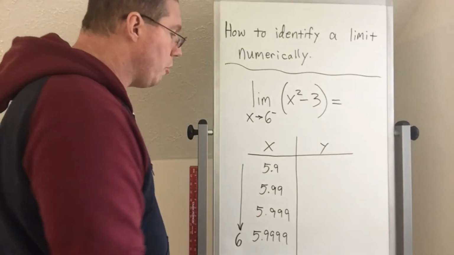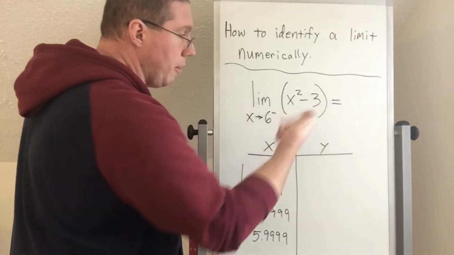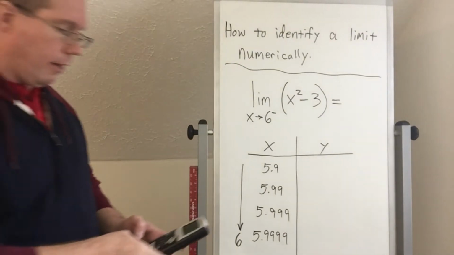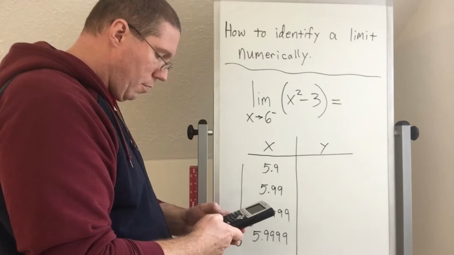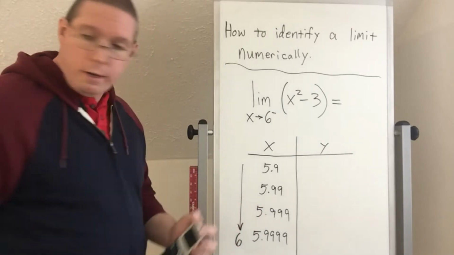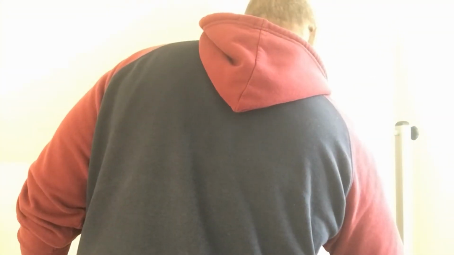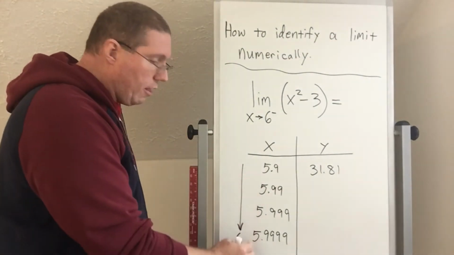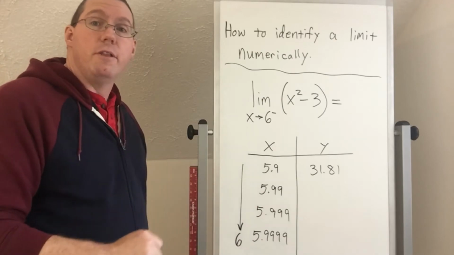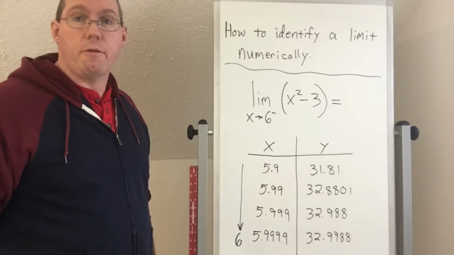So now what we would do is take each one of these numbers and plug them into x squared minus 3. So if I grab a calculator and I do 5.9 squared minus 3, I get 31.81. So I would put 31.81 over here. Now what I want you to do is pause the video and see if you can calculate the next 3, okay? And then I'm going to do the exact same thing. All right, so I've filled in the rest of the values for the other 3 numbers.